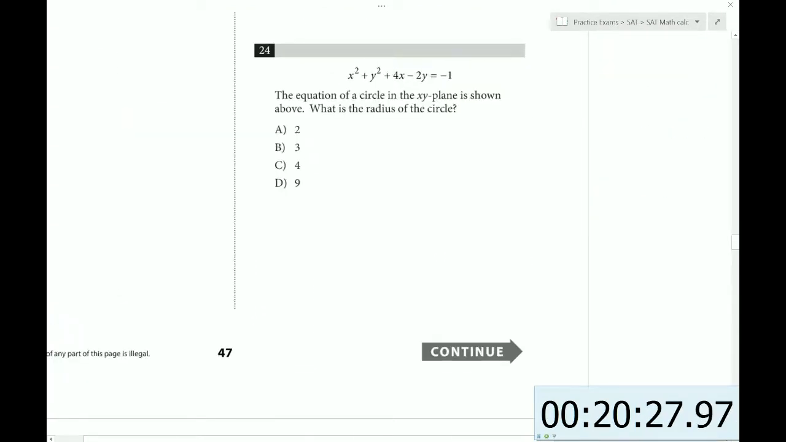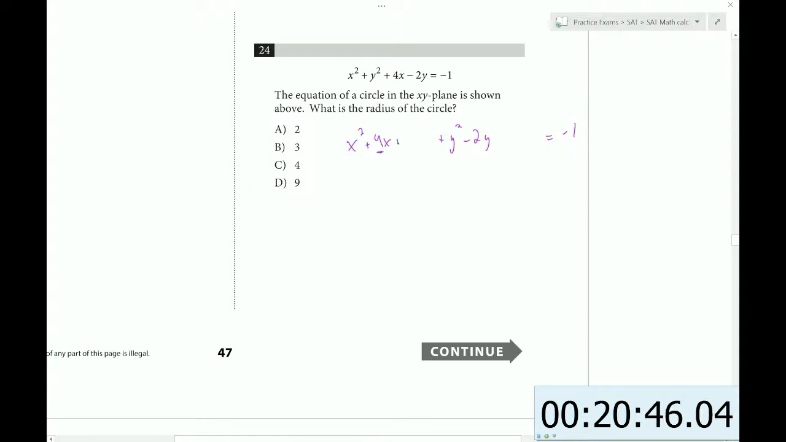The equation of a circle in a plane is shown. What is the radius of the circle? So we're going to have to complete the square. So we group the x terms together, and we group the y terms together. To find out the key number, we halve the middle number here and square it. So that's 2, and then 2 squared is 4.